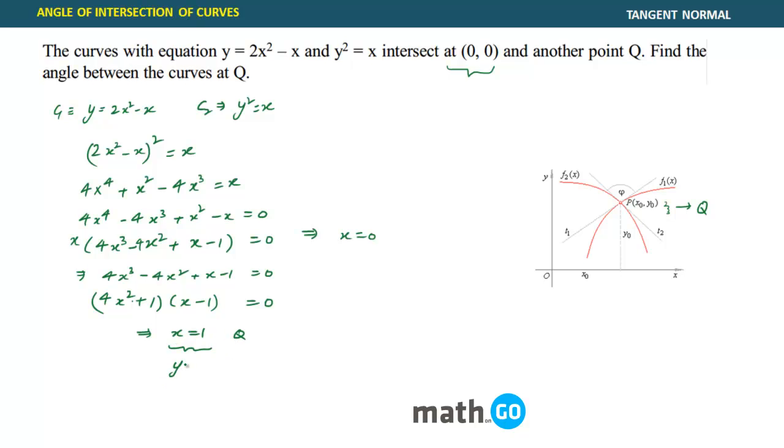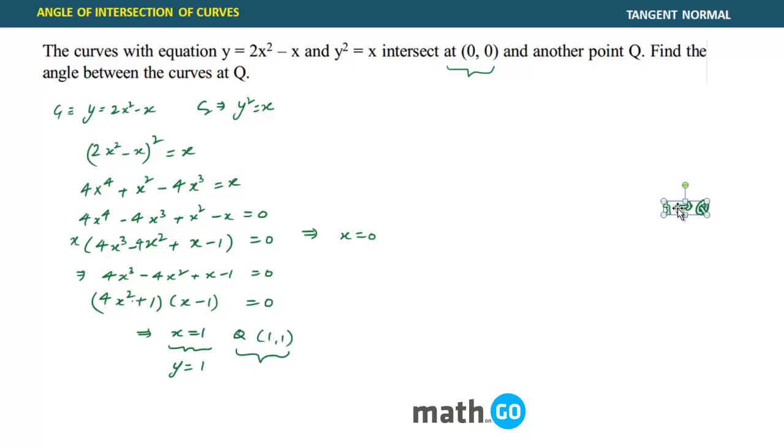And what will be the value of y? Just put it anywhere. If I put it over here, what will be the value? Yes, 1. So the point Q is nothing but (1, 1). This is where they will again intersect. Now our target is to find the angle of intersection at this point. Let me just remove this diagram so that we can move ahead and apply the concept.